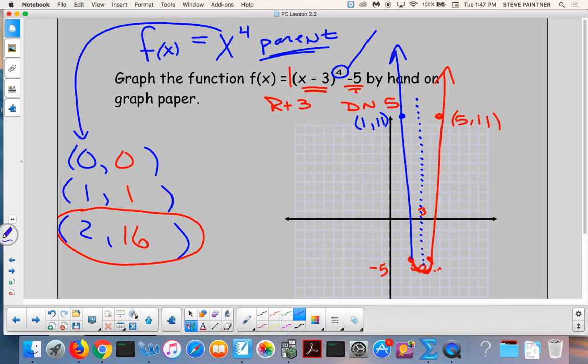Hey, all you have to do is move it over 3, down 5, flatten it out on the bottom, and just understand this point and this point are on the graph somewhere, right?